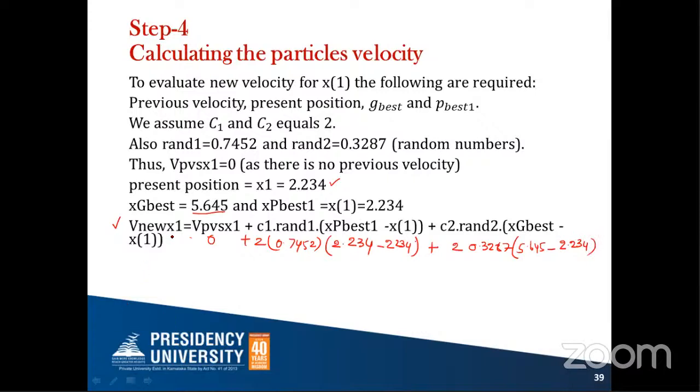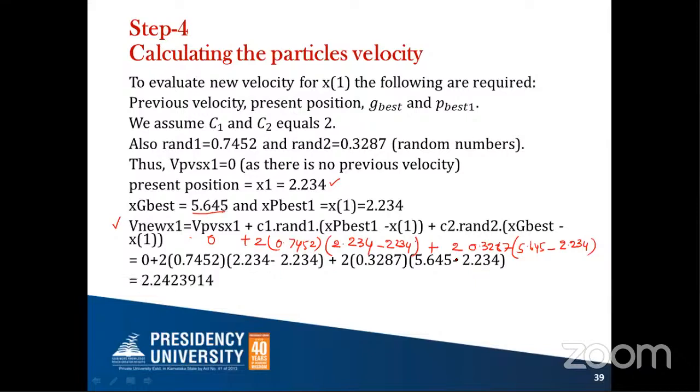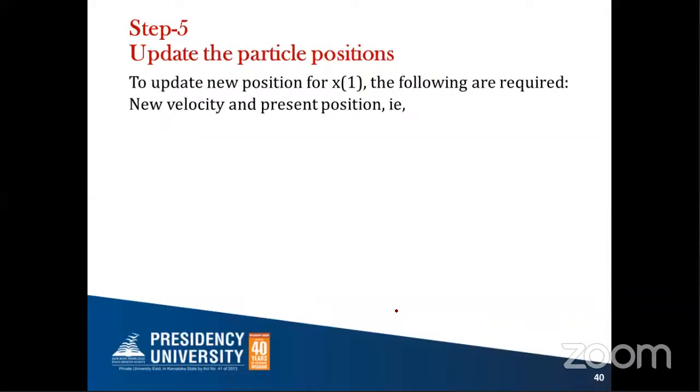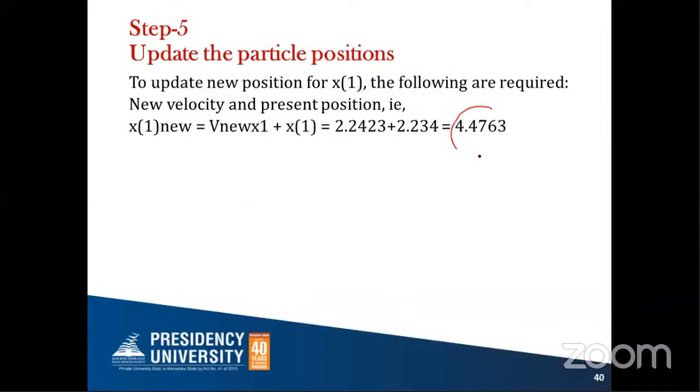So you are updating the velocity now. Once you calculate everything in this equation, you get 2.242314. This is the velocity. But what you have to find out is the position. Once the velocity is updated, the position has to be updated. That is x of t plus 1 is equal to x of t plus v of t plus 1. So what is the new position here? X of t, the original position, is 2.234, plus the velocity 2.2423. If you add these two, the new position for x1 is 4.4763.